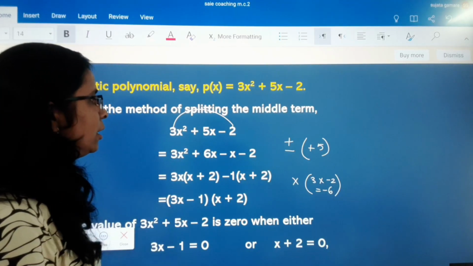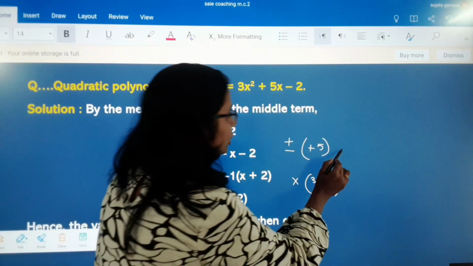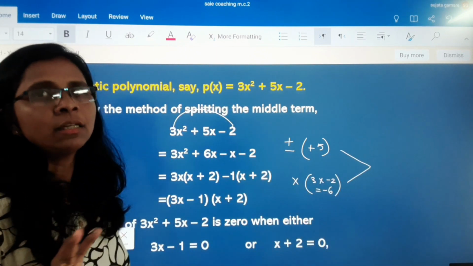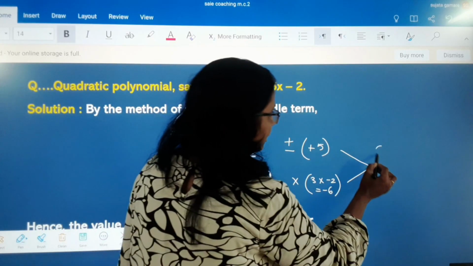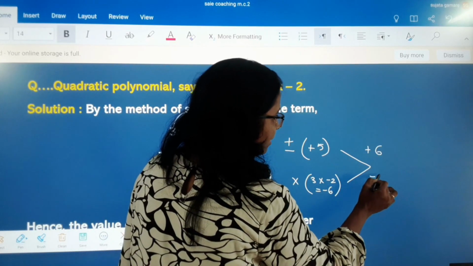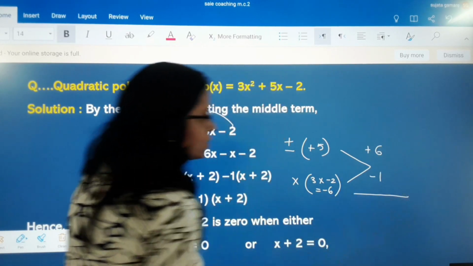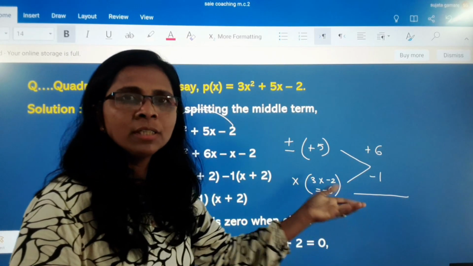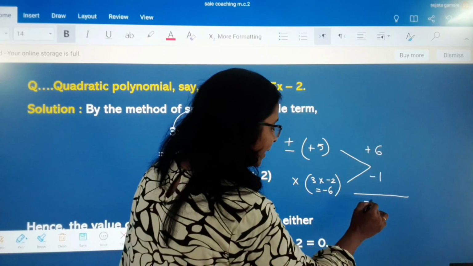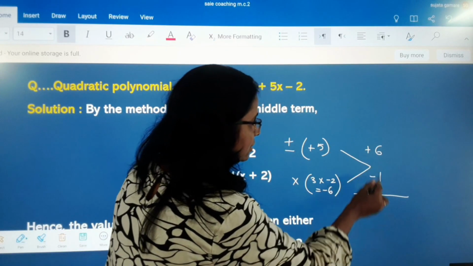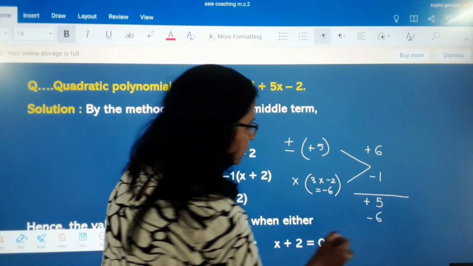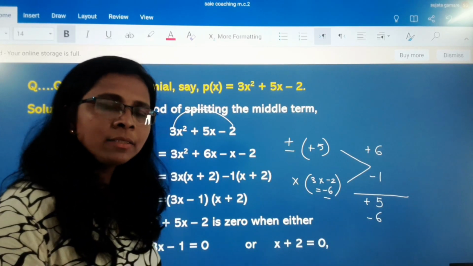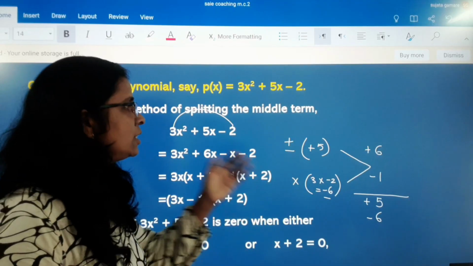So which are these numbers? The numbers will be 6 ones are 6, that means positive 6 and minus 1. Let us see here, the addition will be 6 minus 1, which is positive 5, and the product will be 6 ones are 6, that is minus 6. So this is what we want, these are the numbers.